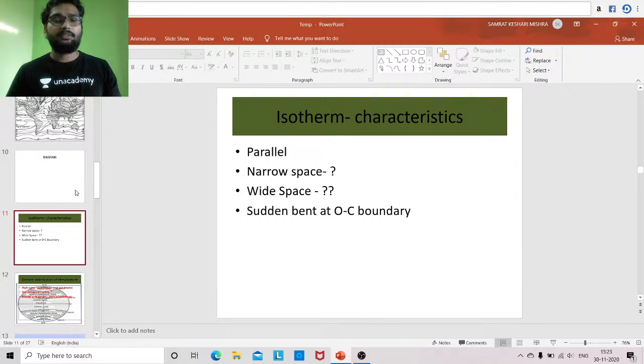If the space between the isotherms is narrow, then we have to understand that the temperature gradient is more, the temperature changes easily or quickly. If the space between the isotherms is wide, then the temperature gradient is less, and we understand that the temperature change is less. So when we go all of a sudden from ocean to continent, or from continent to ocean, the isotherm suddenly bends.